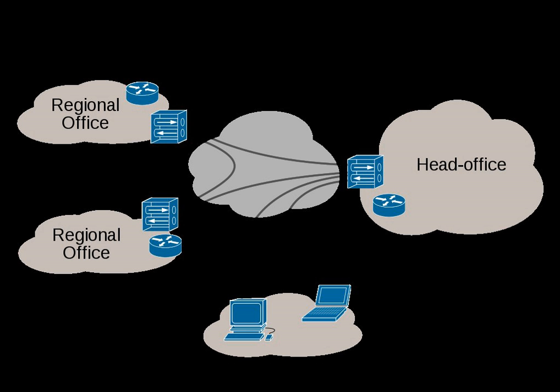VPN technology was developed to allow remote users and branch offices to access corporate applications and resources. To ensure security, the private network connection is established using an encrypted layered tunneling protocol, and VPN users use authentication methods, including passwords or certificates, to gain access to the VPN.